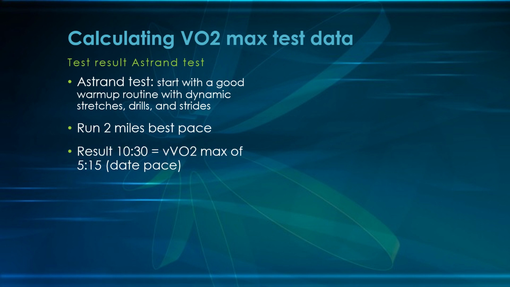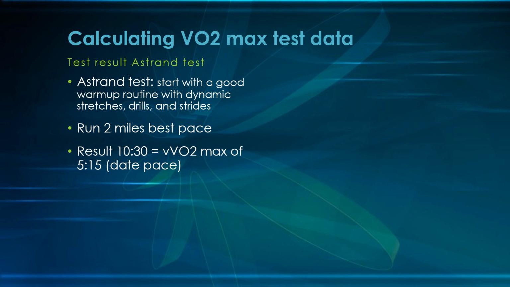So let's just say, for example, you have a kid that goes out and runs 10:30. This means that they have a VO2 max pace of 5:15 on that day. It is their date pace. You really need to think of it in that respect. They're not going to be here all year. With good training, they're going to move it up. But you need to work with this number in mind because that's what they can run on that day.